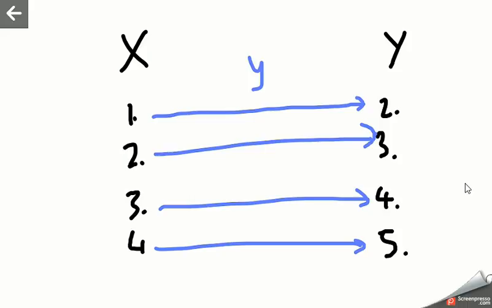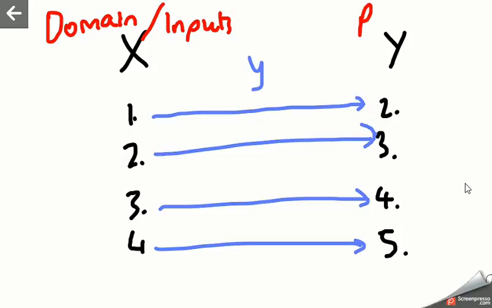Let me write inputs and outputs again. Oh, by the way, another name for inputs is actually domain. So this set x is actually the domain of the function, and another way to write that is inputs. And another name for y, the set of outputs, is actually the range. So this set here is actually the range, or outputs.